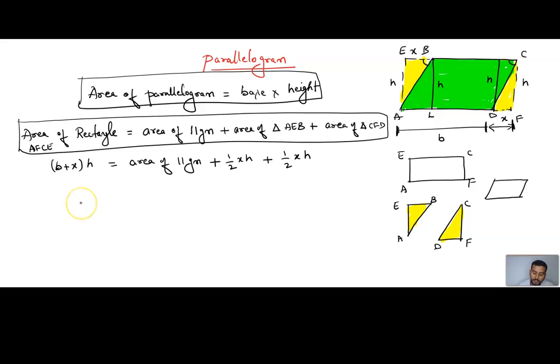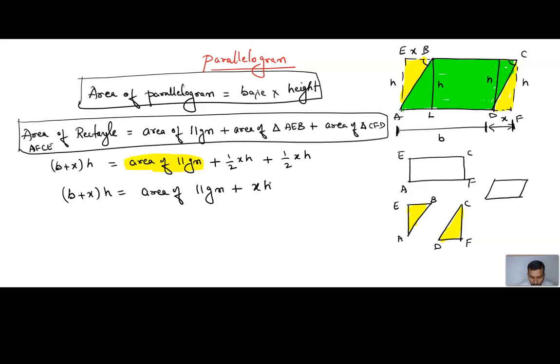B plus X into H is equal to area of parallelogram. What do we want? We want the area of parallelogram, so we keep the area of parallelogram ABCD as it is. Then half into X into H plus half into X into H. Half plus half becomes full, children, that is 1. So B plus X into H is equal to area of parallelogram plus XH.